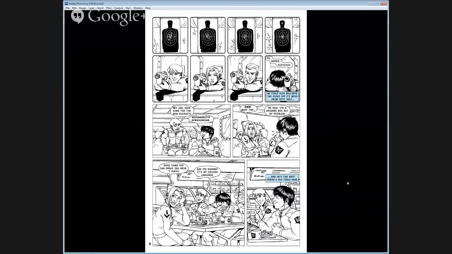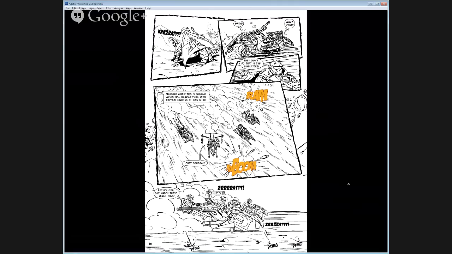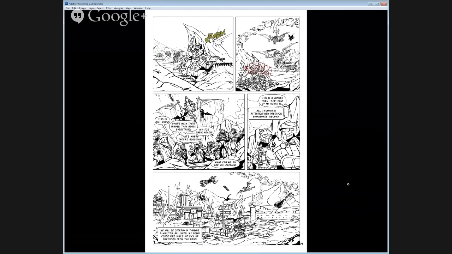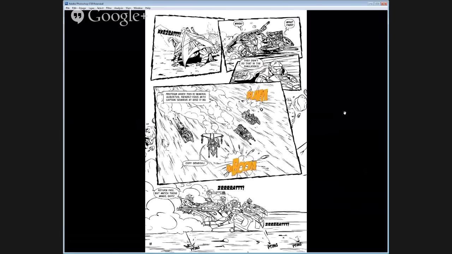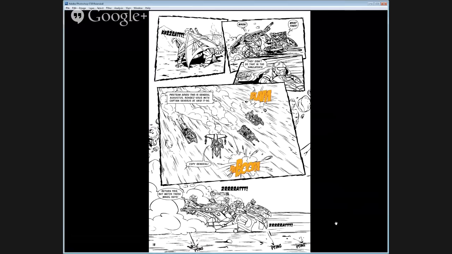A little bit later in the comic. Laser beam hits the dragon's wing and they freak out. So my flow is going like this in this case. You've got it coming up and around, and down this way.